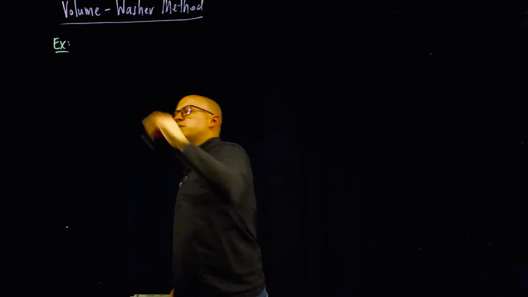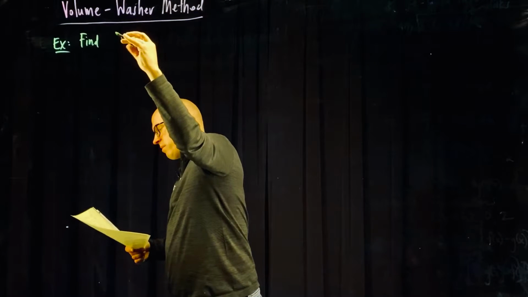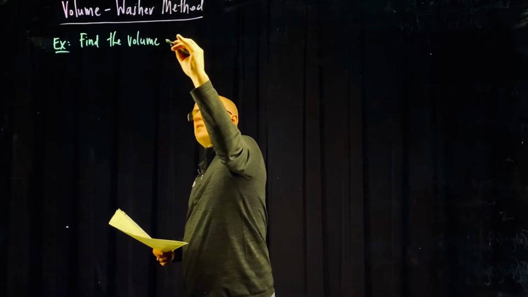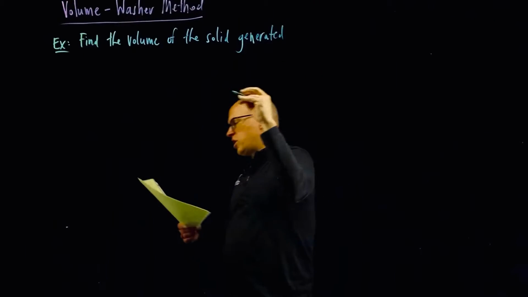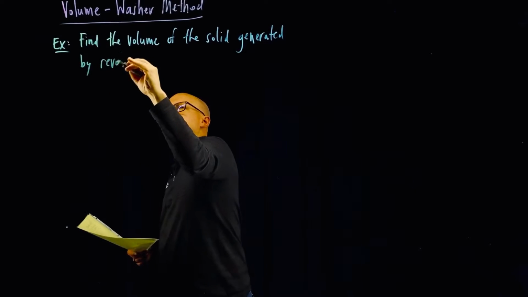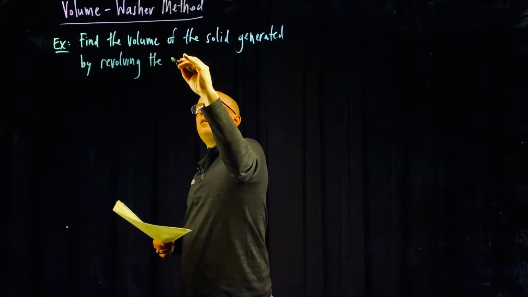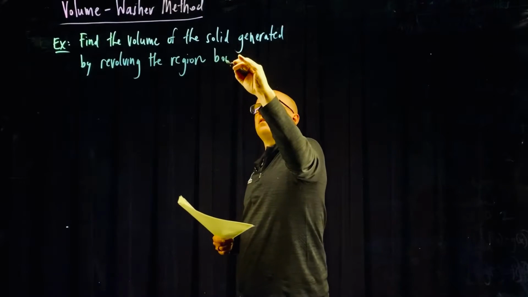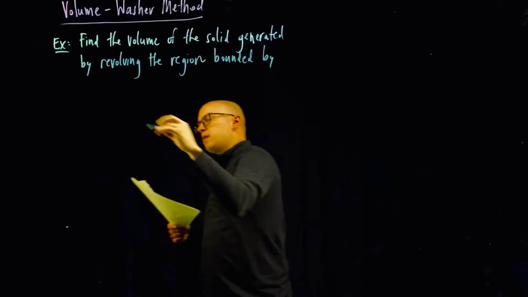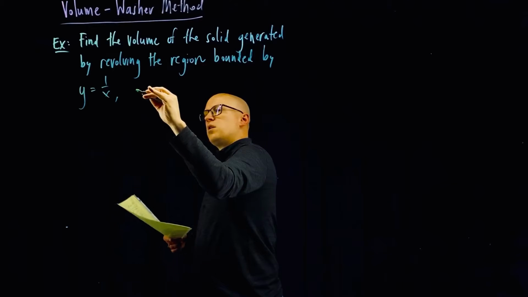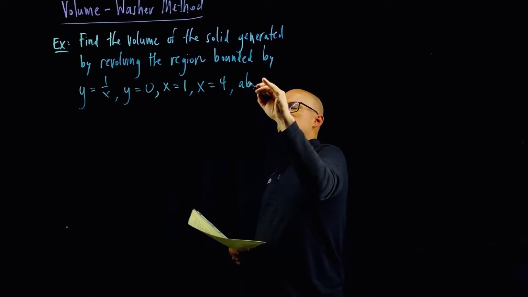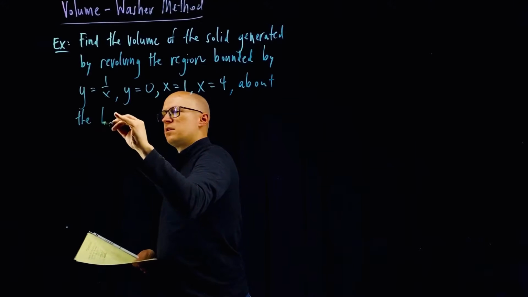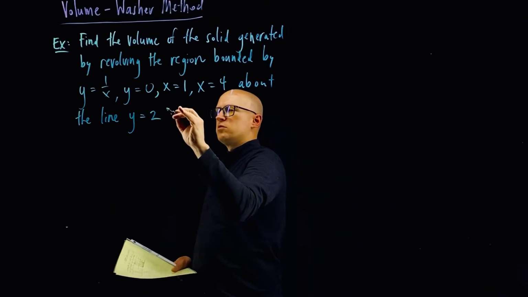Let's do an example to start that's going to illustrate exactly what the washer method is. So we're going to start with a problem, and the problem is: find the volume of the solid generated by revolving the region bounded by y equals 1 over x, y equals 0, x equals 1, and x equals 4, about the line y equals 2.